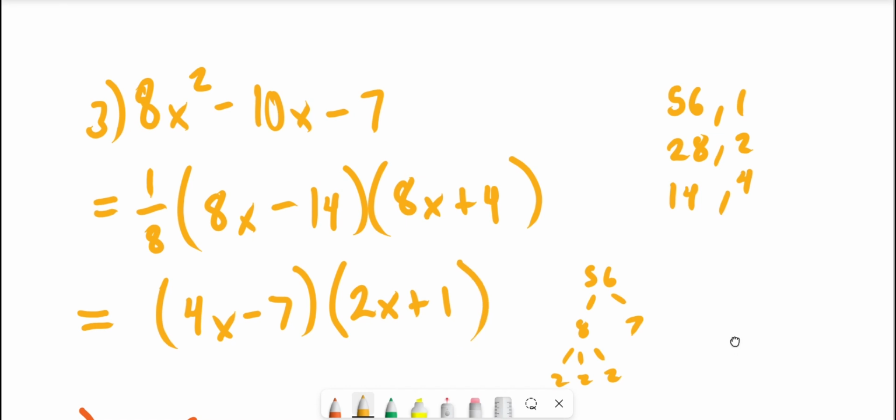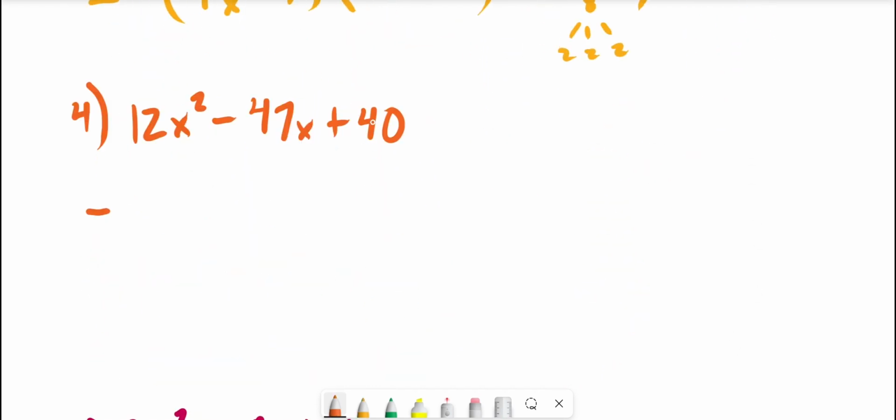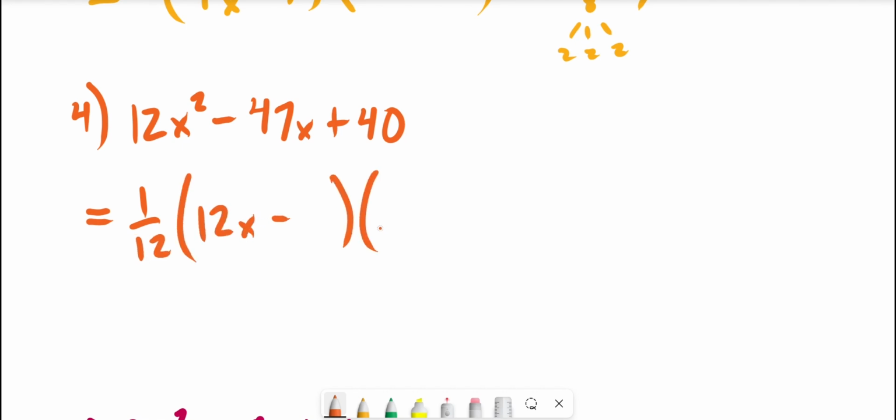All right, let's keep on going. This one will probably have quite a large thing for us to factor, but let's just do it. So we're going to need 1 over 12, 12x minus, then 12x minus times what gives me a plus? Another minus. And now we need 12 times 40, which is going to be 4 times 12, that's 48.